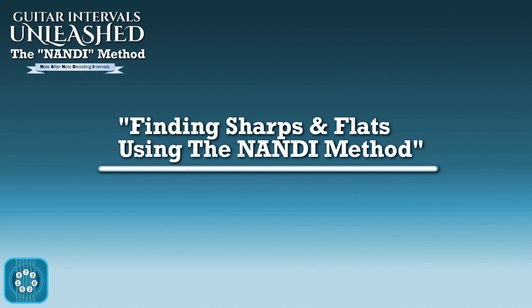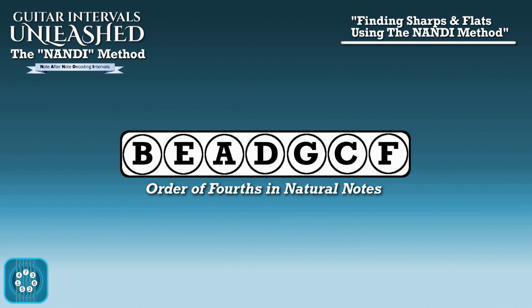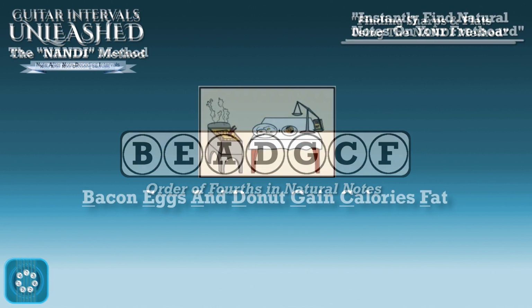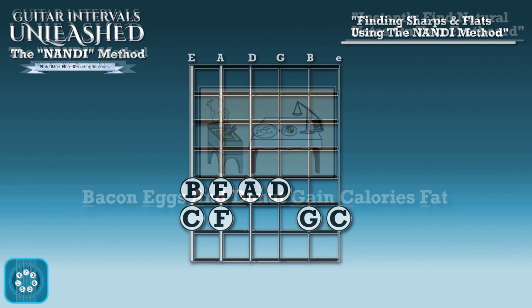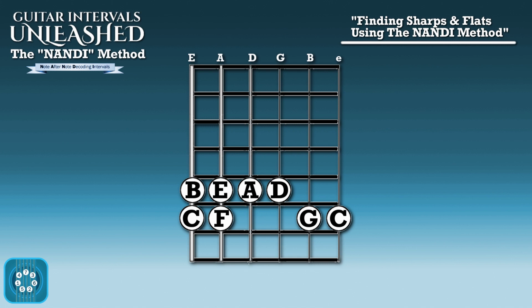You may know from previous lessons that the order of the natural notes is B, E, A, D, G, C, F, which we've used the mnemonic bacon, eggs, and donuts gain calories fat. This is how it looks if you were to climb the fretboard in fourths, starting from the 7th fret on the low E string: B, E, A, D on the same fret.